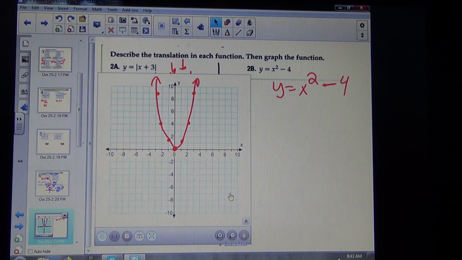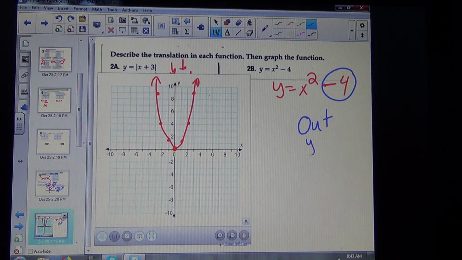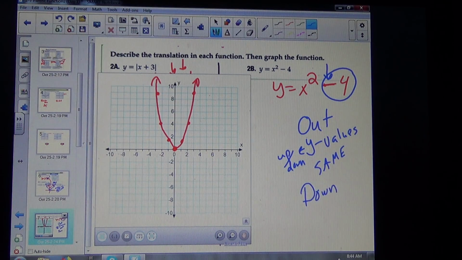So now that I have my parent graph, right now I got a negative 4. Where is that located? Is it inside or the outside? It is on the outside, which means on the outside we change my y values and you do the same operation. Y values go which direction? Up and down, because the y-axis runs up and down. And you do exactly what it says here. Since it says negative 4, which direction would that be? Down 4. So this parabola is going to go down 4.